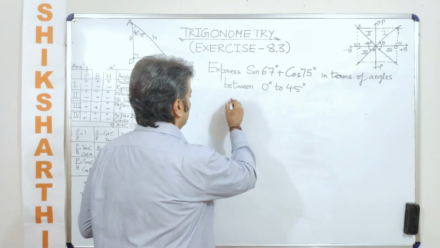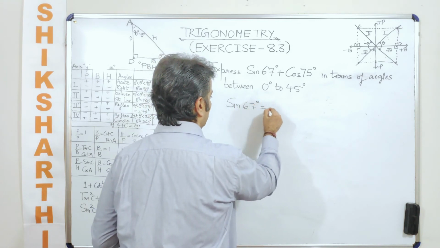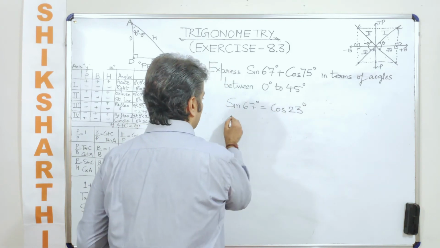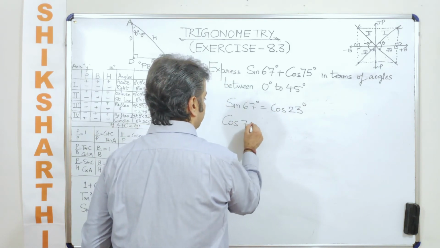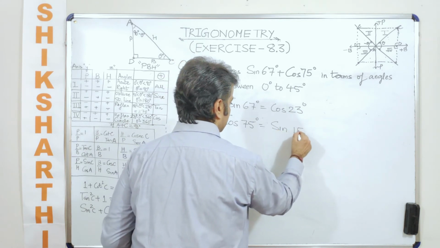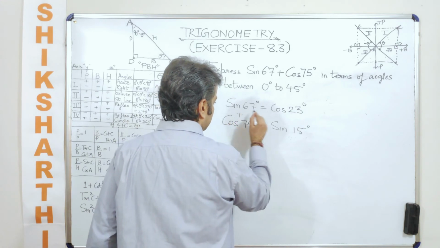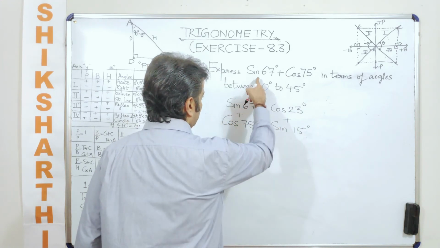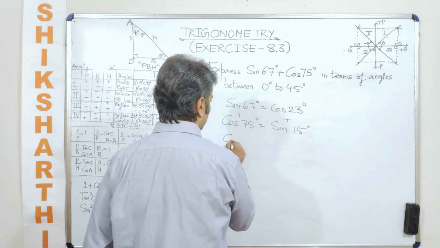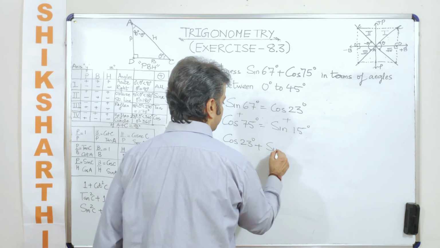Shouldn't be. How? Can we say that sine 67 degrees can be written as cos of 23 degrees? Yes. Can we say that cos of 75 degrees can be written as sine of 15 degrees? Yes, using the complementary angle theorem. And when we know that we are adding this, we will be adding this as well. So sine 67 plus cos 75 degrees becomes equal to cos of 23 degrees plus sine of 15 degrees.